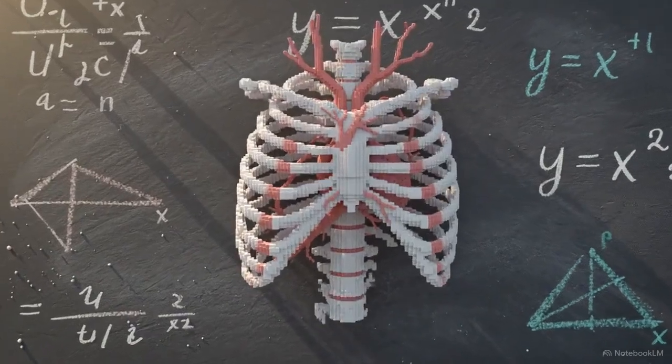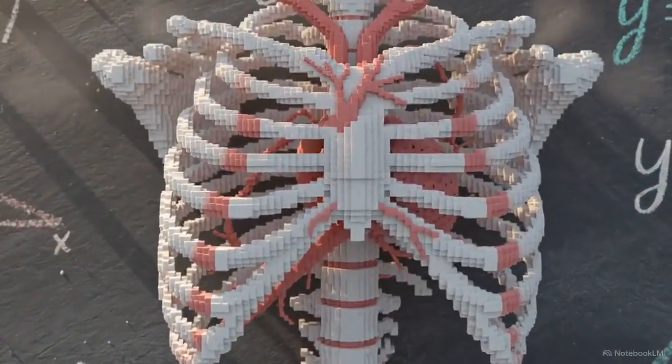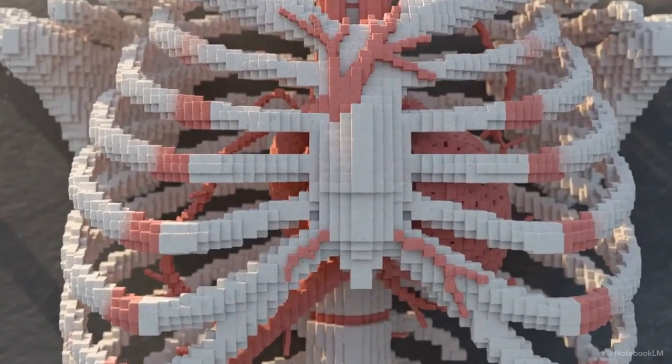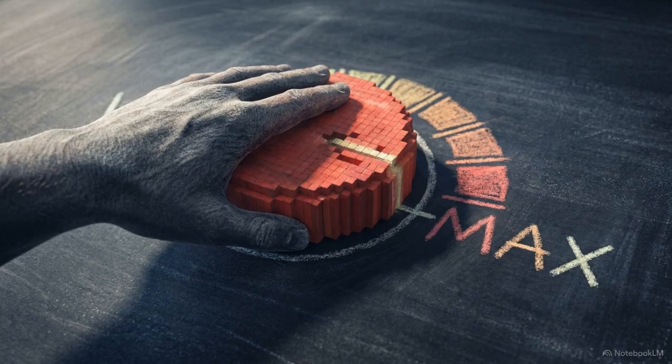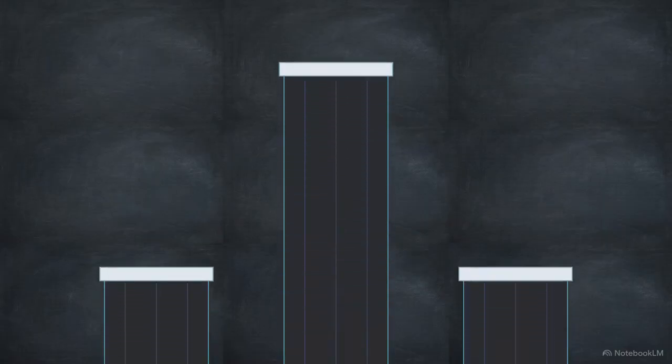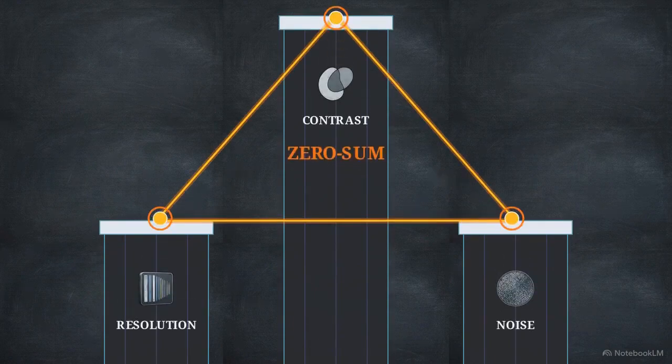In clinical imaging, the difference between a non-diagnostic blur and pinpoint anatomical clarity is a matter of strict physics. You cannot simply turn a dial to increase image quality. CT imaging is a rigid mathematical optimization problem governed by three physical pillars: resolution, noise, and contrast.